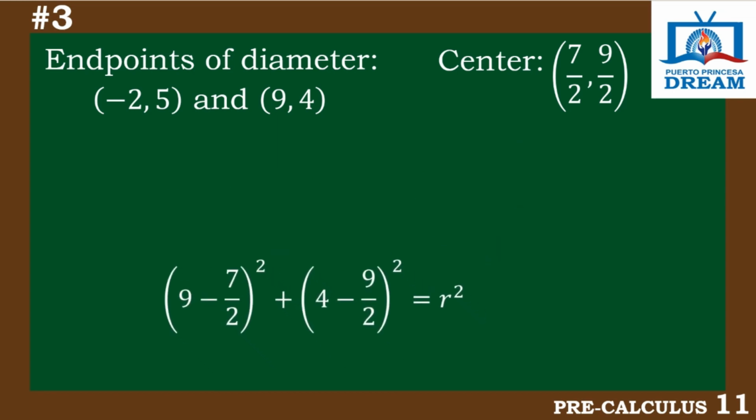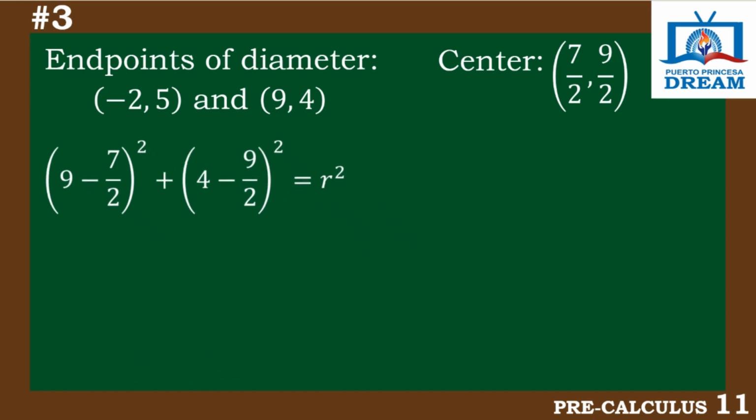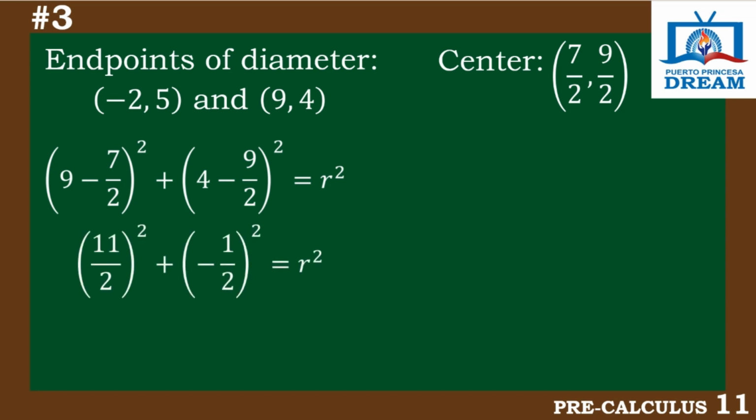Next, we evaluate this equation. 9 minus 7 halves will become 11 halves, and 4 minus 9 halves will become -1 half, by combining a whole number and a fraction. Next, we square these fractions. 11 over 2 squared is equal to 121 over 4, and -1 half squared is equal to 1/4. Remember that squaring a number always results in a positive number.